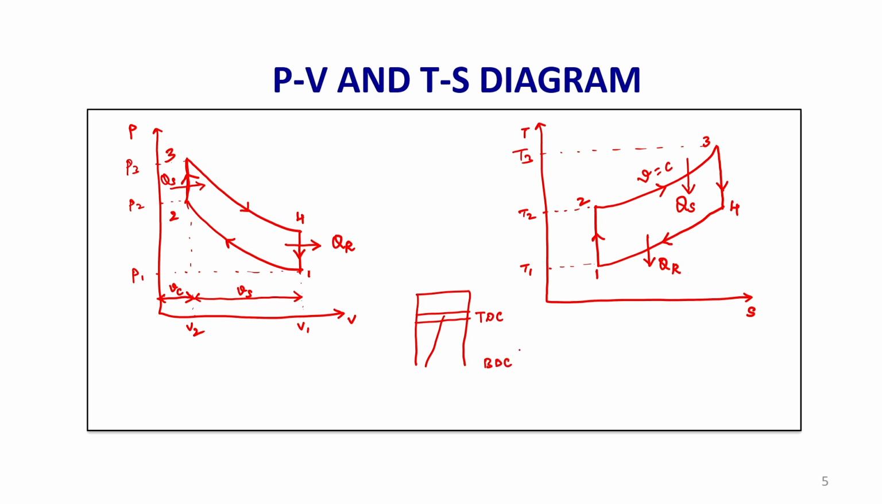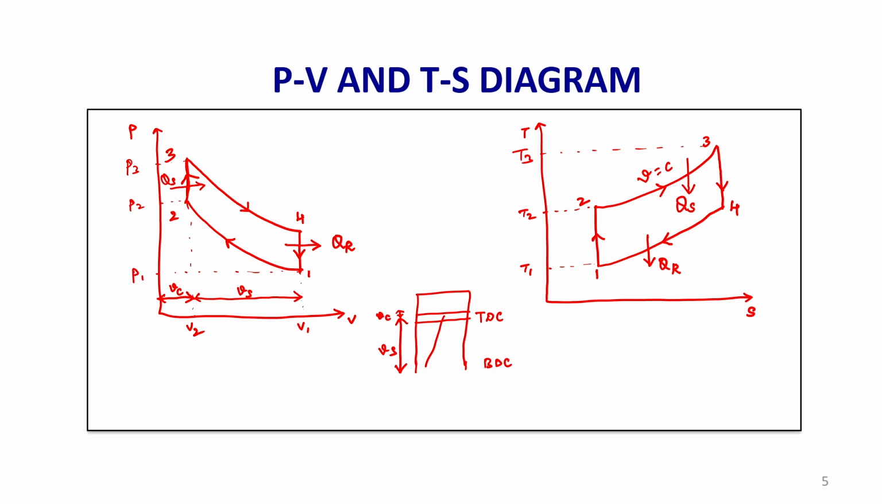TDC refers to the position above which the piston cannot be moved. Similarly, BDC refers to the position below which the piston cannot be moved in the downward direction. So, this will be the stroke volume or the swept volume, that is the volume swept by the piston between TDC and BDC, and the little volume which is provided, that will be the clearance volume. This is the clearance volume.